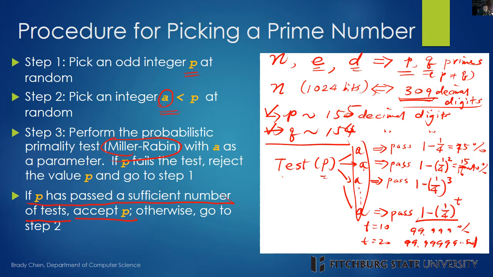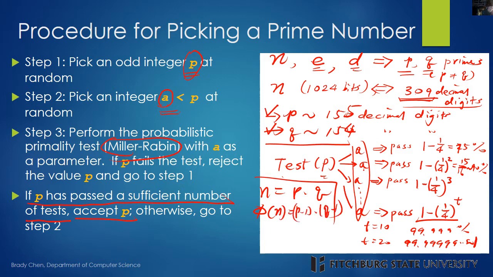Okay, so once we get p, we accept p as a prime number, and then we randomly select another odd number and do the same test. So we find q, right? So we find the 2 prime numbers. Once we find the 2 prime numbers, then we can generate n, which is p times q, and then we can calculate Euler's totient function of n, which is p minus 1 times q minus 1.